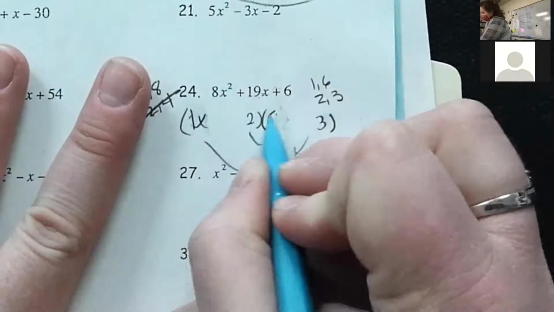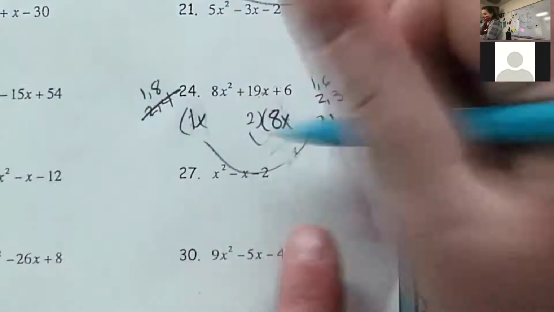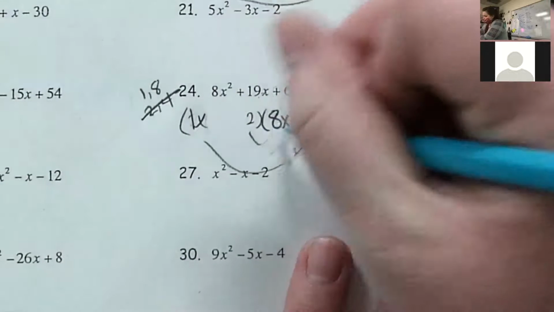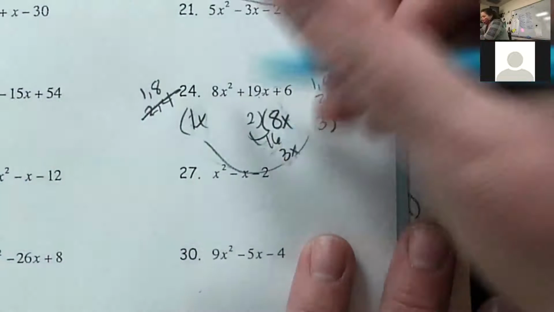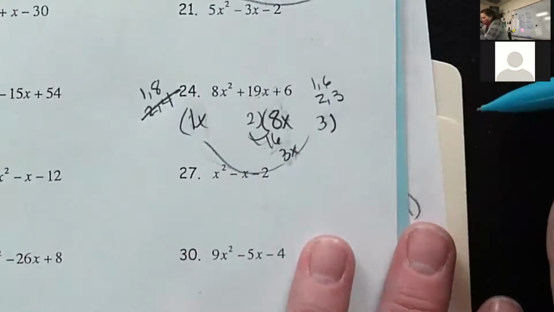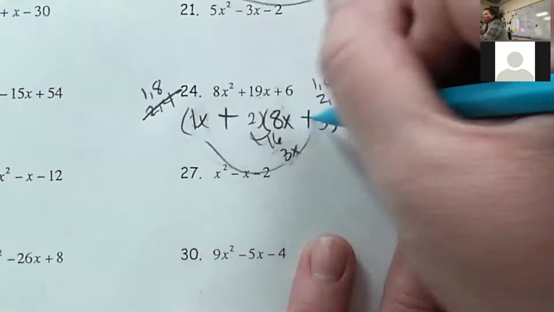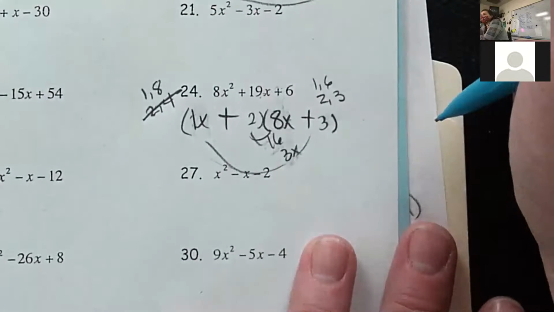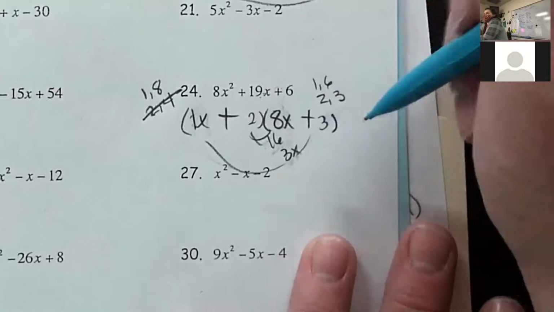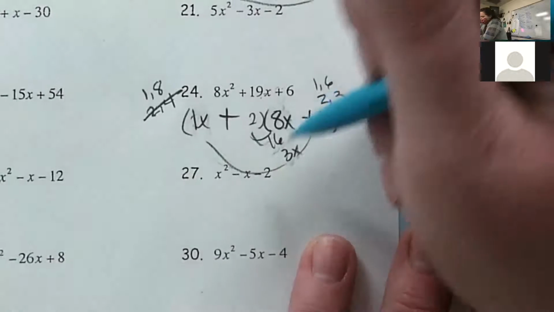1x, 8x. Well, I'm going to try that 2 and 3 all over again. That gets me a 16. That gets me a 3. Do those add to get you 19? Yeah. Oh, hey, look at that. Now, would it have hurt you to go through every single one of them? No. But if you can think about it and get rid of it quicker, you might as well.